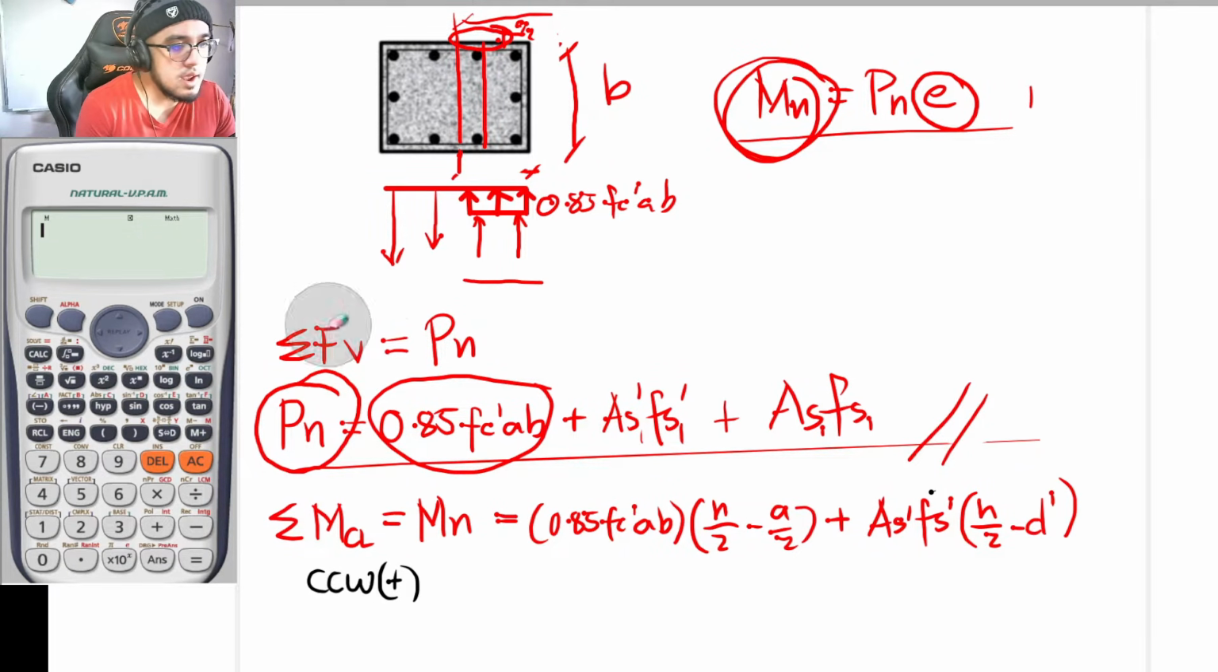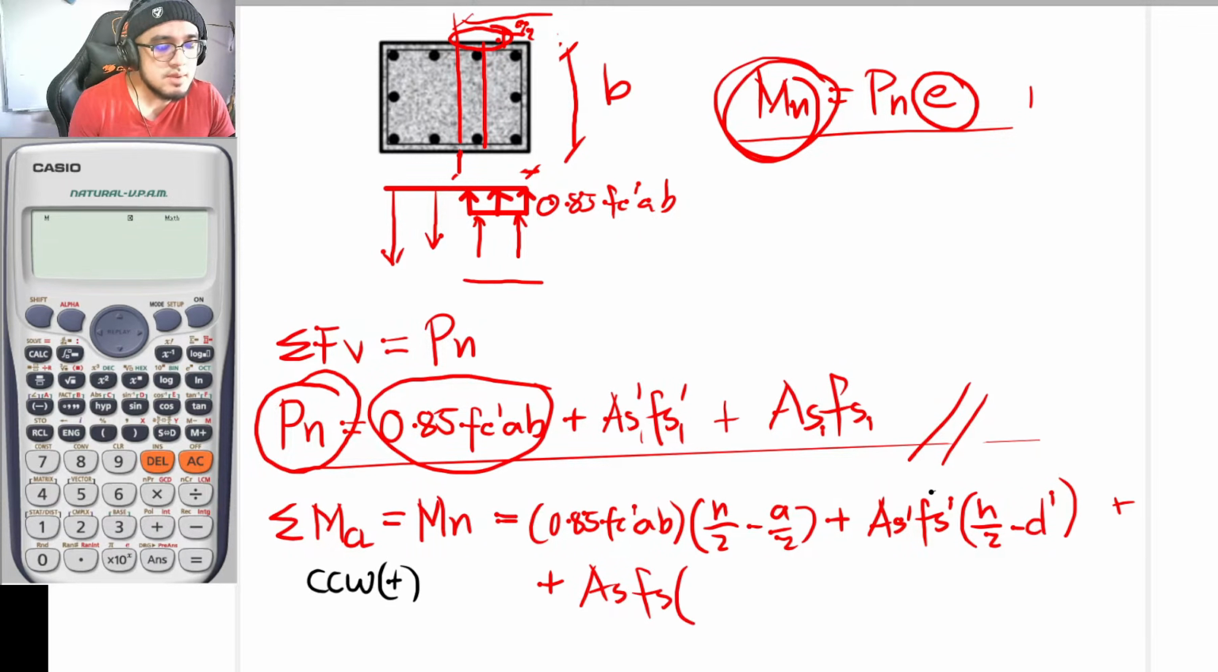Okay, and as for your steel rebars at the tension side, I would just be writing them at the bottom part since we do not have any space here any longer. So plus As times fs times lever arm. It would be up to you how you would be drawing the lever arm. You can also be writing it this way: h over 2 minus d prime, if you please.